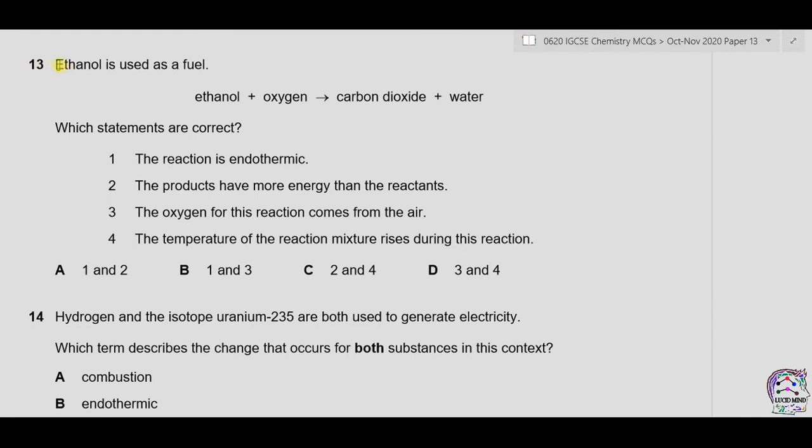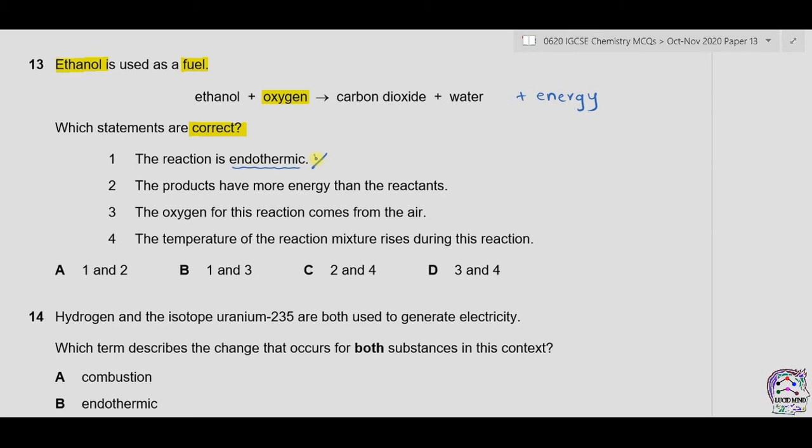Question 13. Ethanol is used as a fuel. We can see the statement: ethanol reacts in the presence of oxygen to convert into carbon dioxide and water. Which statements are correct? Number 1, the reaction is endothermic. Endothermic means that the reaction absorbs energy, while the combustion of ethanol is exothermic as energy is released.